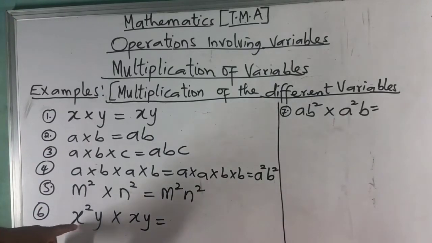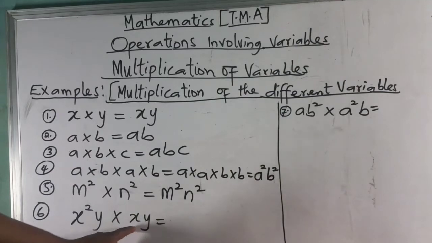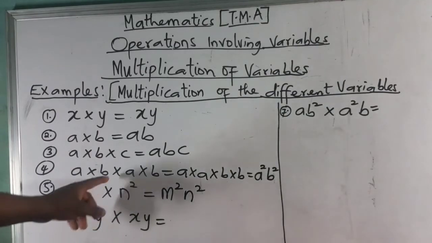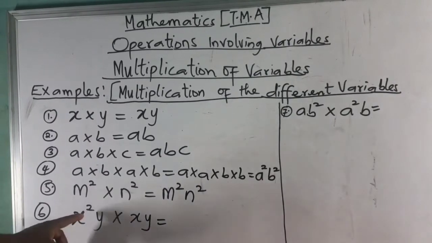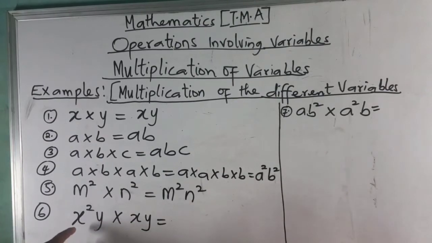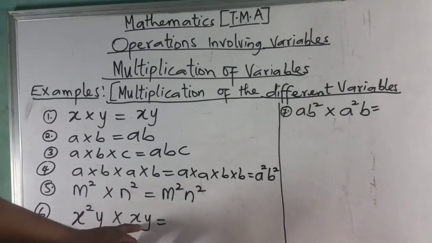The next one is x squared y times xy. Now it's almost like this. If you look at this place, we can find another x here. Because this one is the same, x squared times x, they merge together. So 2x here, 1x here.